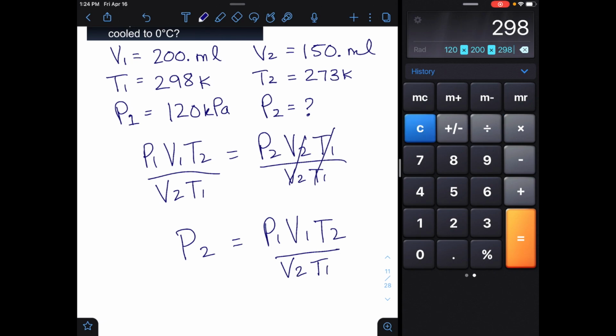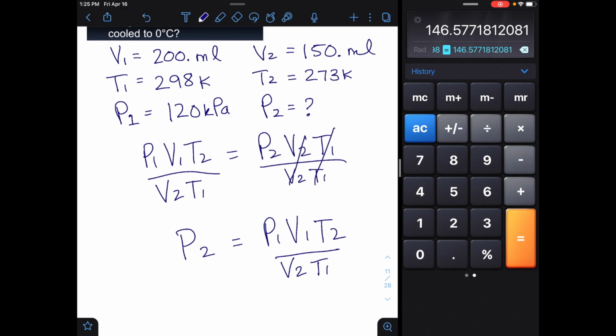So I can go ahead and plug this all into my calculator, kind of in one shot here. I get P1 is 120 times V1, 200, times T2, which is 273. You can see here where the 0 would have caused the problem, because now I'd be sitting at 0, and that wouldn't work real well for the math. And then I hit divided by the V2, 150. And then I'm going to hit the divided by button again, because I don't like to use parentheses, 298. So if you use parentheses, that's fine. I just like to save myself buttons on the calculator.